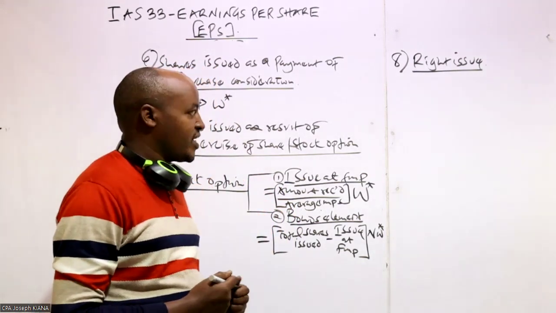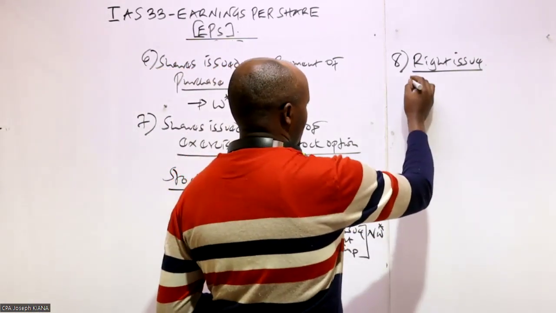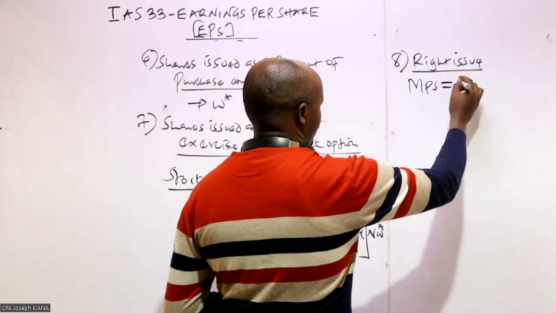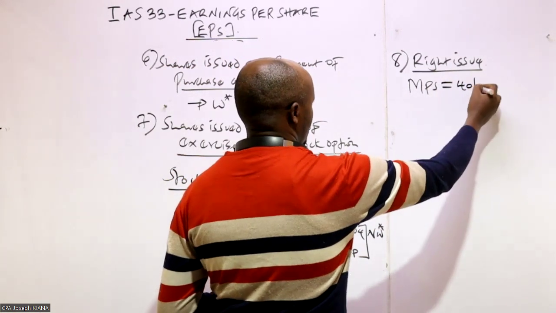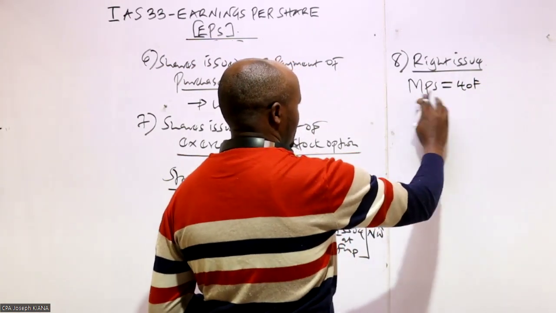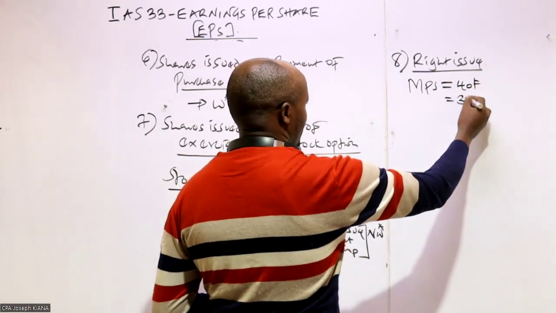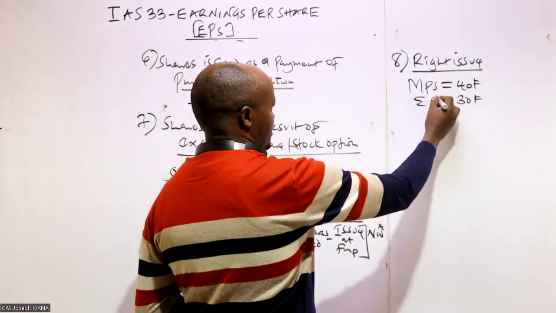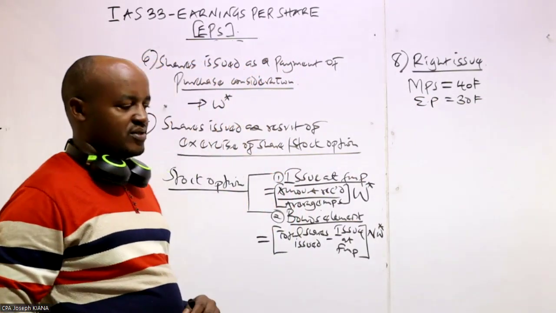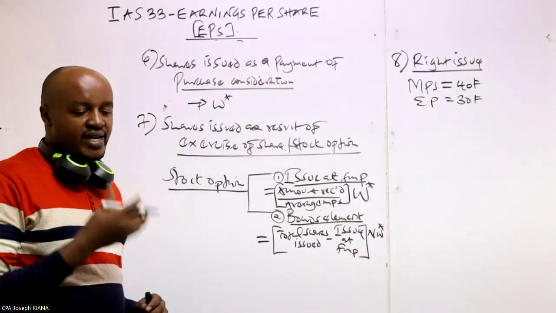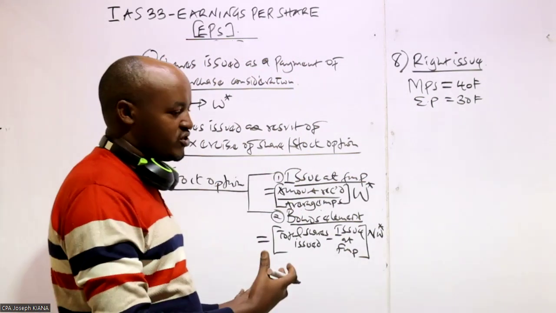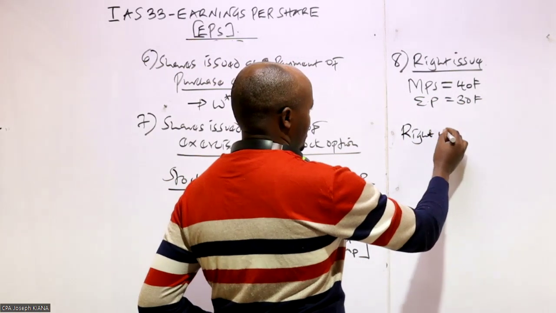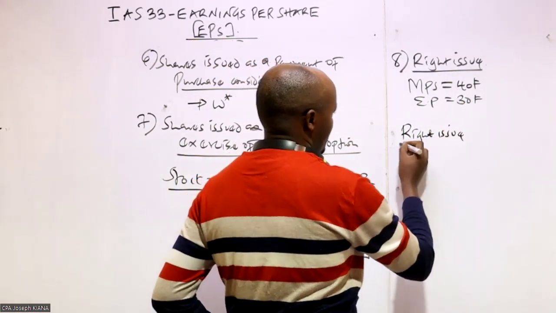If the shares of the company are trading in the securities exchange market at a market price of maybe shillings 40, the company may decide to issue additional shares to the existing shareholders of the company at a price of 30, which is known as the exercise price. So this is a rights issue. It is the issue of additional shares to the existing shareholders of the company at a discounted price to the market price.